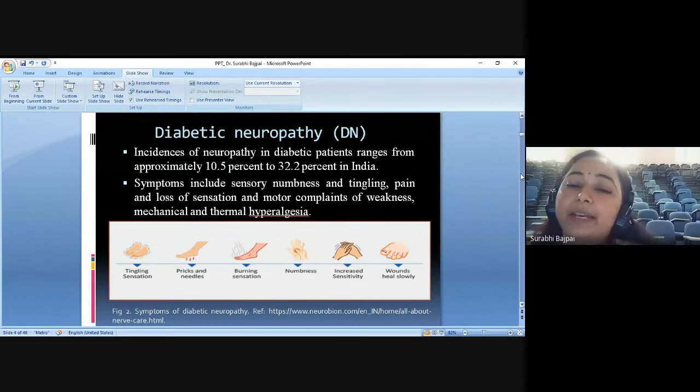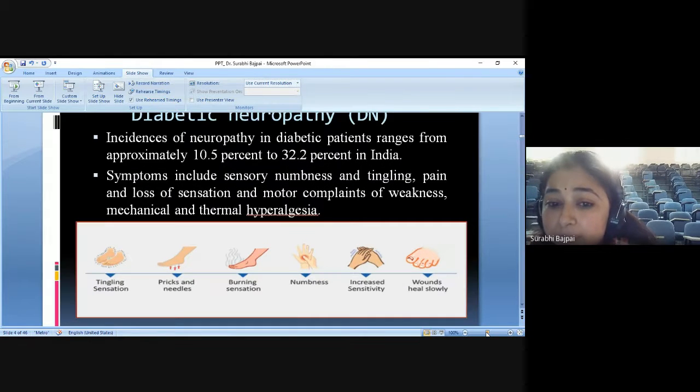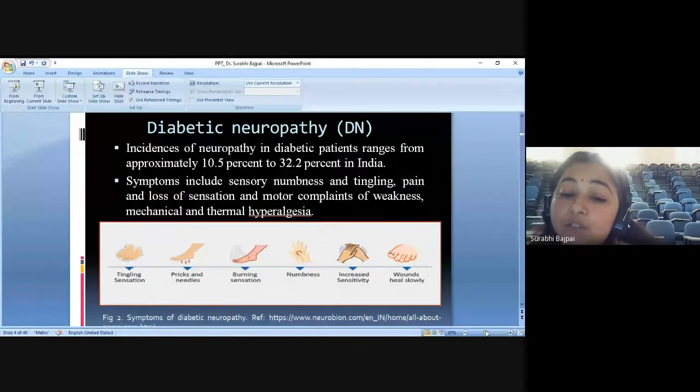Okay, fine. So there are incidences of neuropathy in diabetic patients that can range from 10.5% to even 32.2%, as per the data reported in India. And these symptoms include sensory numbness, and sometimes the pain cannot be felt, and the person is not even aware that he or she is suffering from diabetes. So tingling sensations, pricks and needle kind of sensations, burning sensations, and then sometimes no sensations that result in numbness, increased sensitivity, and slow healing wounds. These are quite complicated in diabetic neuropathy.